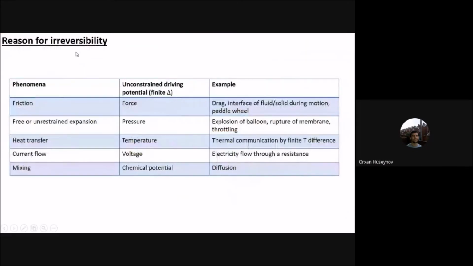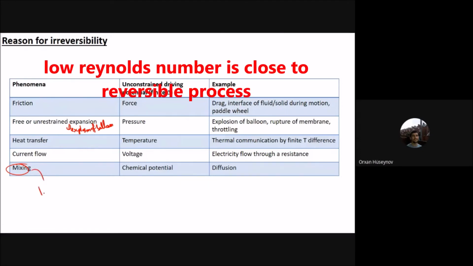Okay, why do we have the irreversibility, friction? That is free expansion. For example, explosion of a balloon. Let me give one example here. Free expansion, you can see that unrestrained heat transfer and the current flow mixing. This one is also an irreversible process. And therefore, turbulence is irreversible, but laminar is reversible. So I can give you one example for laminar is reversible.